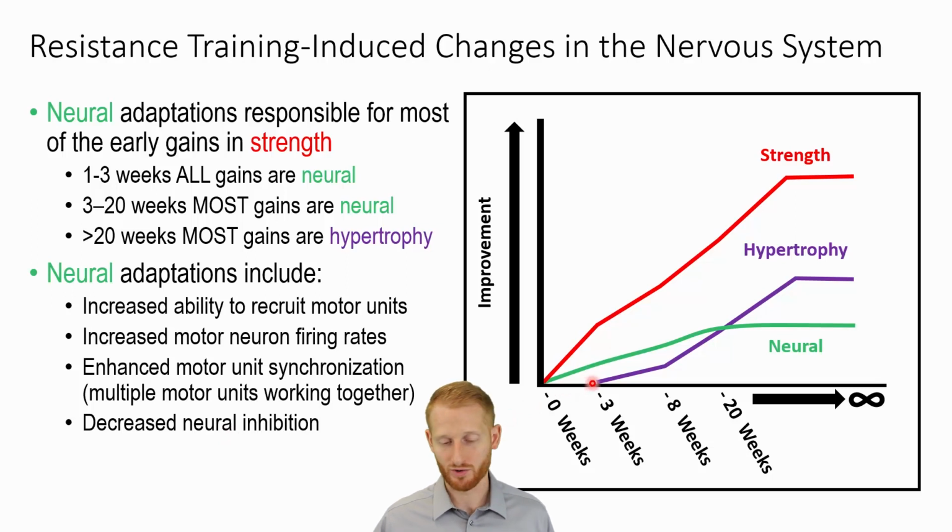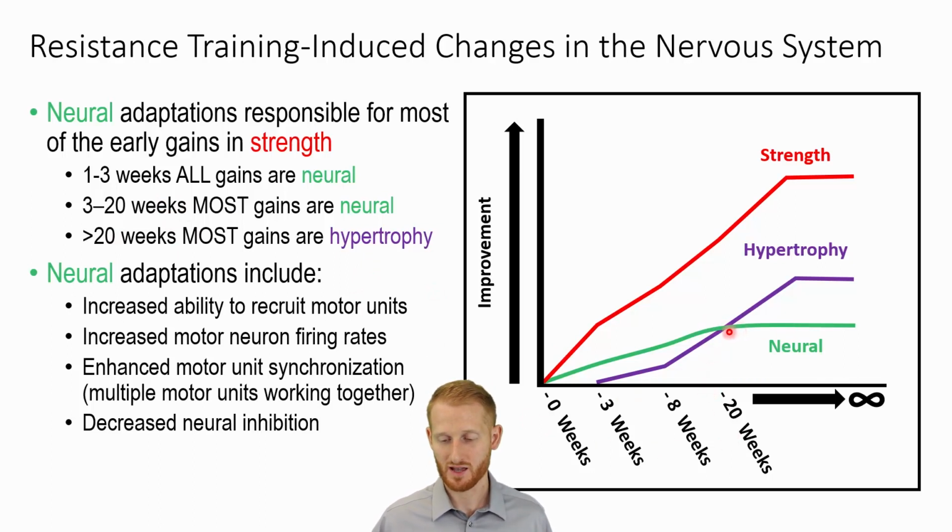First 3 weeks, all neural adaptations. From 3 weeks to 20 weeks, it's still mostly neural adaptations, but you are getting a little bit of hypertrophy. You're finally starting to get a little bit of an increase in muscle size. Once you get beyond about 20 weeks, your neural adaptations tend to plateau.